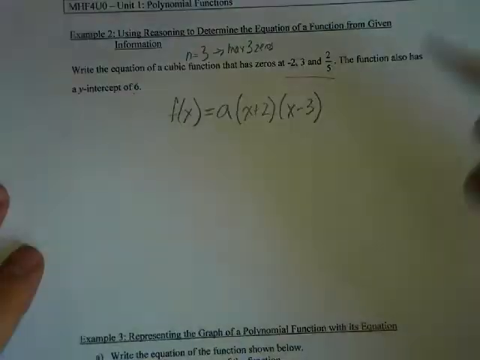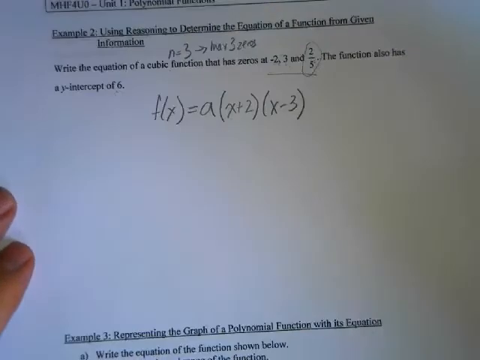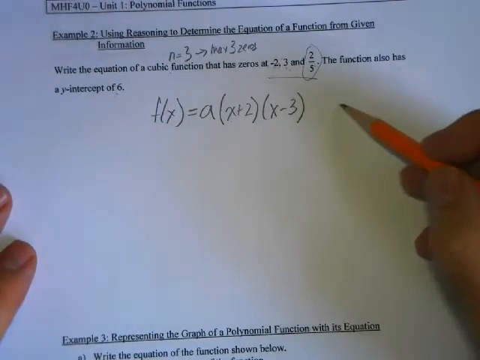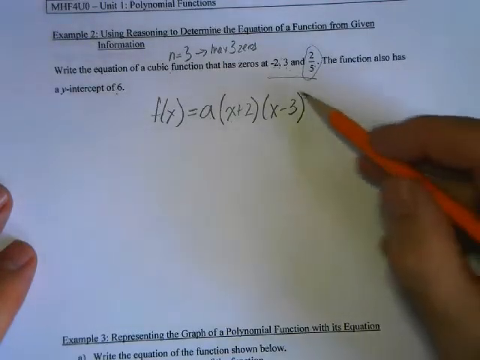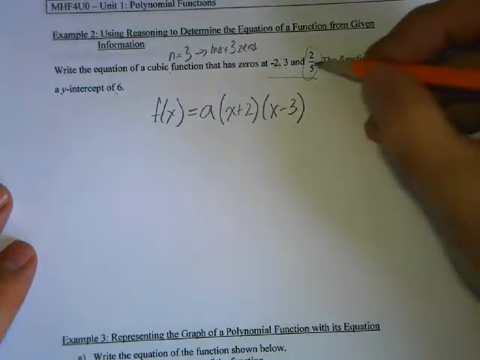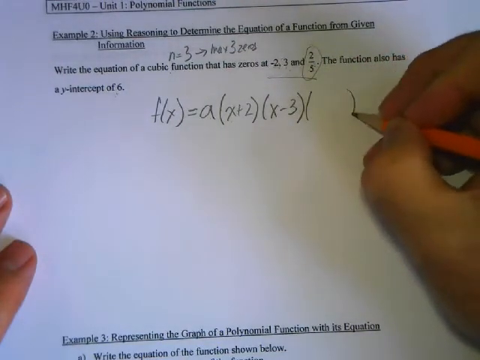Okay. Now this one's a little different because it's a fraction. You could put x minus 2/5, but you don't really want to have fractions in your factors. So here's how you get a nice looking factor. So I'll just leave a space for that.